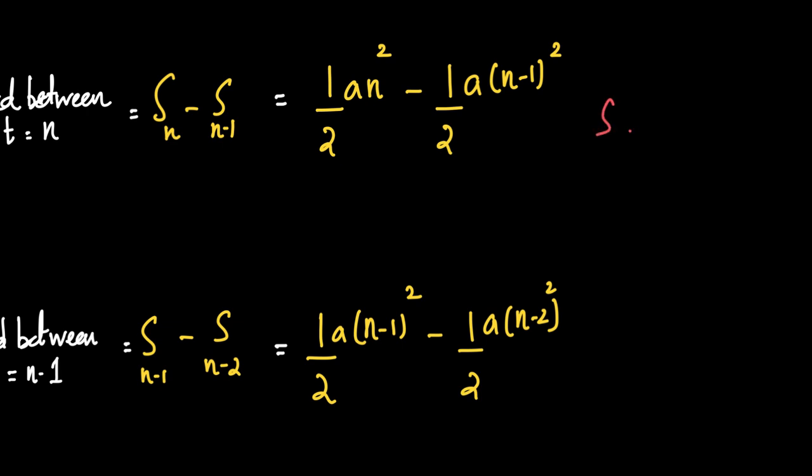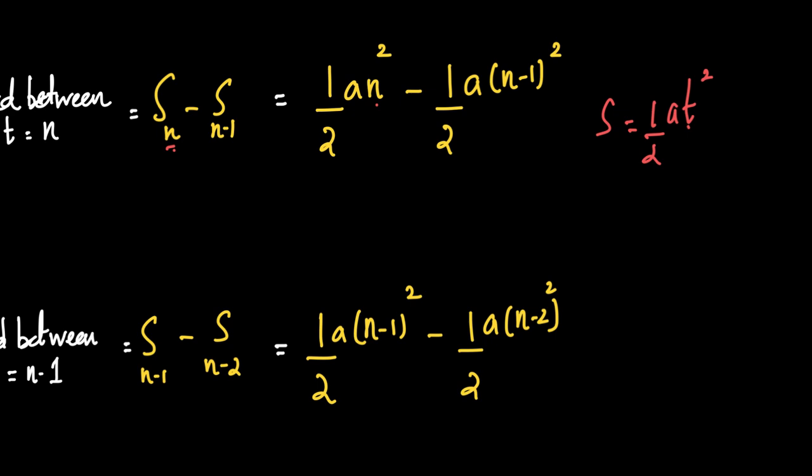If you have a doubt here, what is S equal to? S here is equal to half a t square. So what will be Sn? Replacing t by n, half a n square. What will be Sn minus 1? Replacing t by n minus 1, it will be half a (n minus 1) the whole square. Similarly, (n minus 1) the whole square, (n minus 2) the whole square.